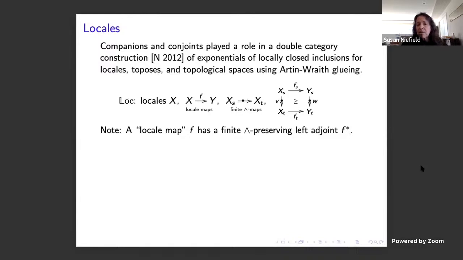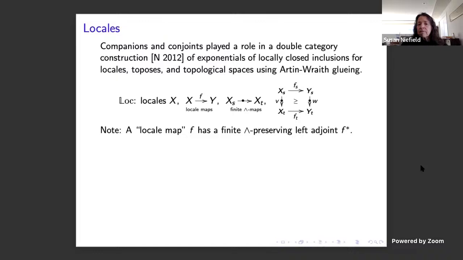And the reason they were of interest is because those are precisely the things that you can do Artin-Wraith gluing with. And a cell goes in the opposite direction from what we saw in Rel and Post and Cat, but for everything to work.